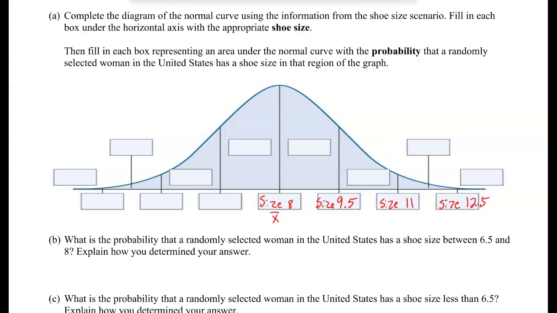All right, now going backwards, we're at negative 1 standard deviation. What would we have? Size what? Yep, 6.5. And then what is 2 negative standard deviations away from the mean? 5. And then the smallest feet out there probably would be size what? 3.5.